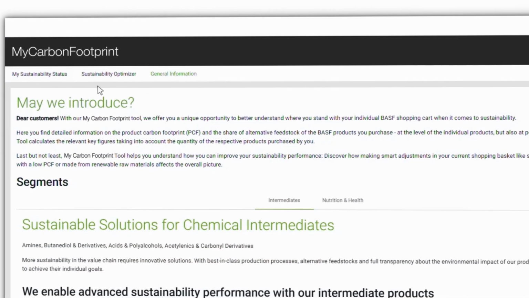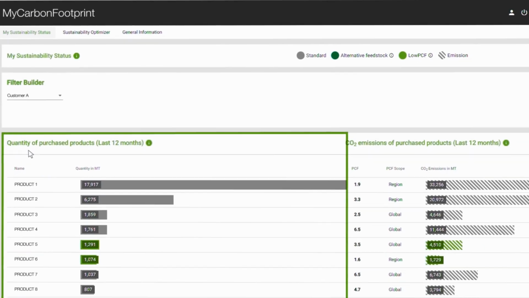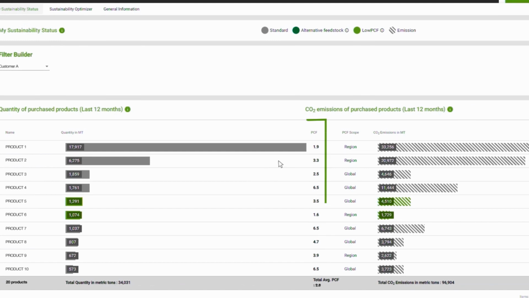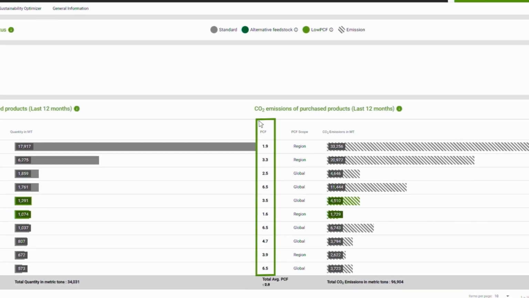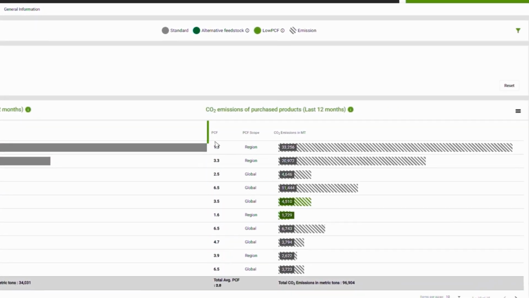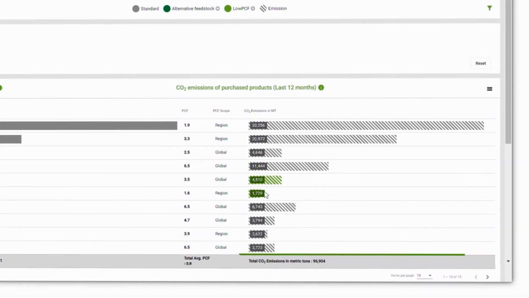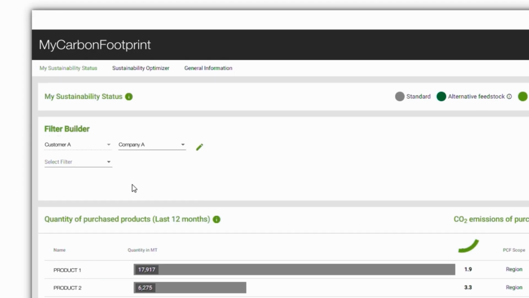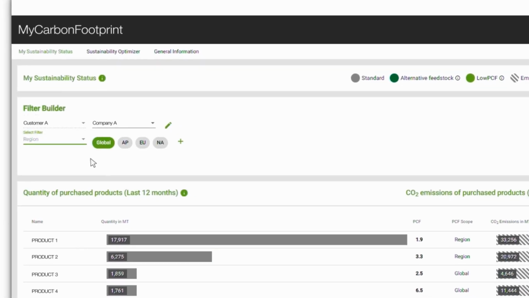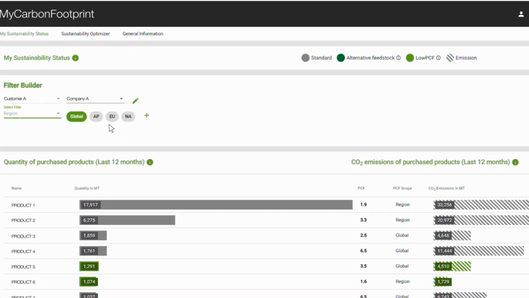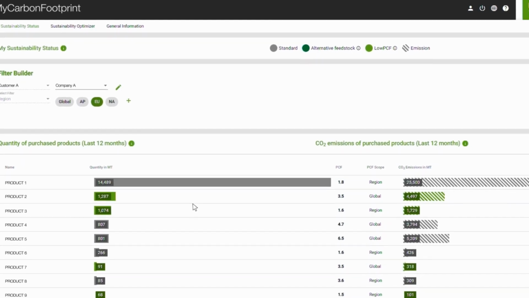The status page provides an overview of the purchased quantities per product of a certain customer and the associated individual cradle-to-gate carbon footprints. It furthermore displays the related product-specific and overall emissions. It is possible to limit the information shown to certain regions or to certain goods recipients.